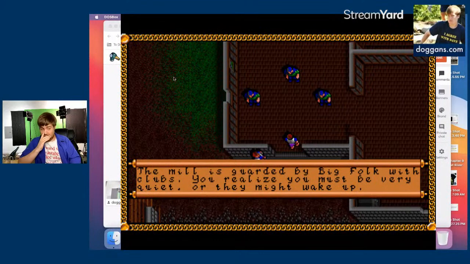The mill is guarded by big folk with clubs. You realize you must be very quiet or they might wake up.